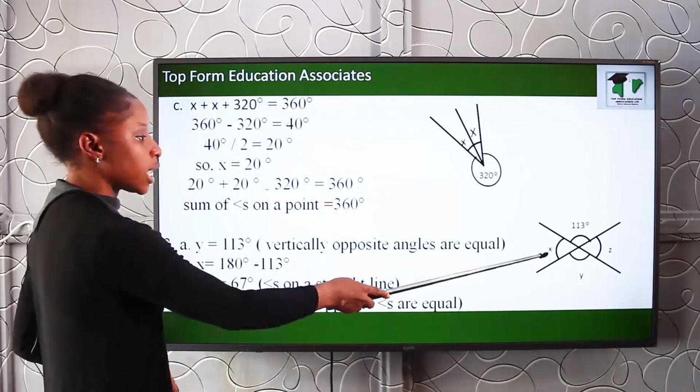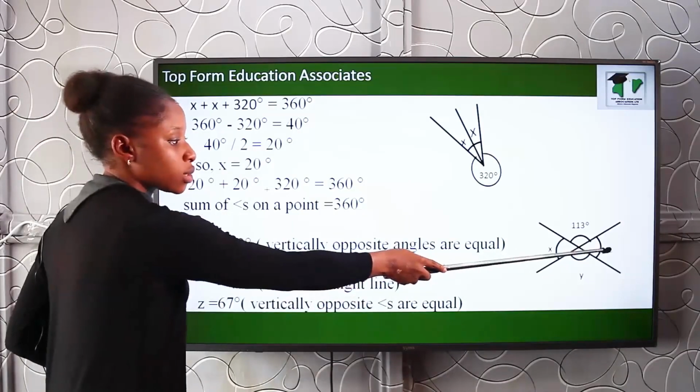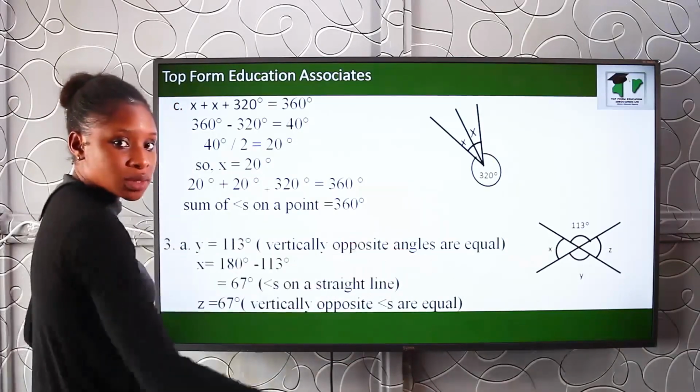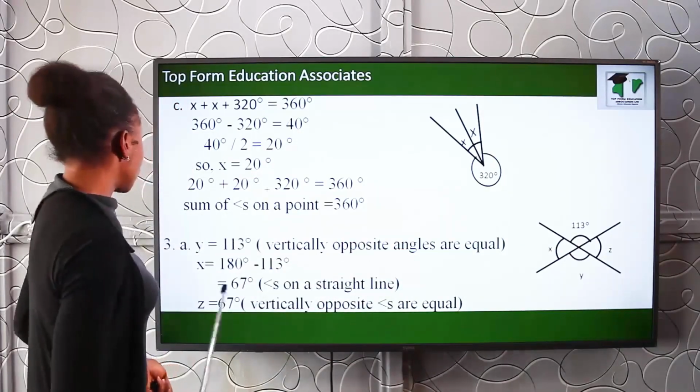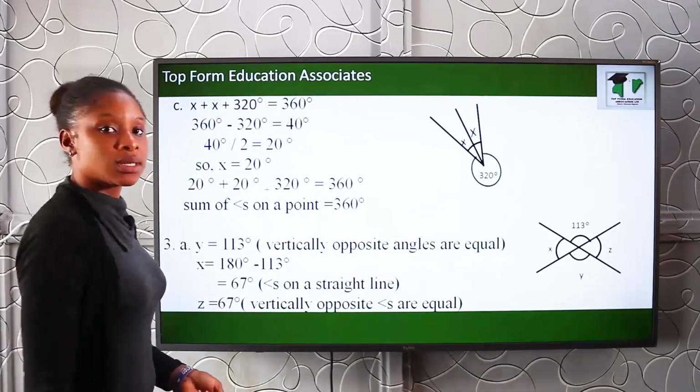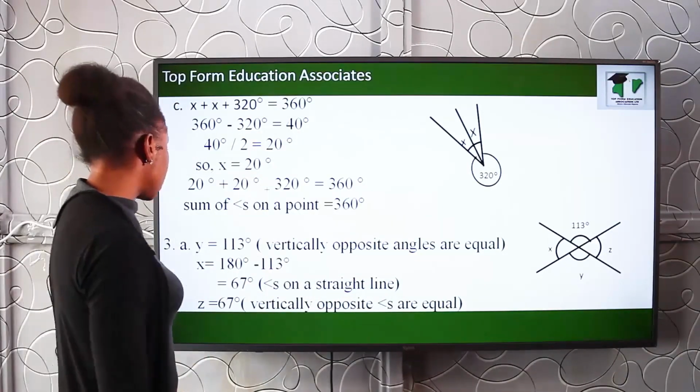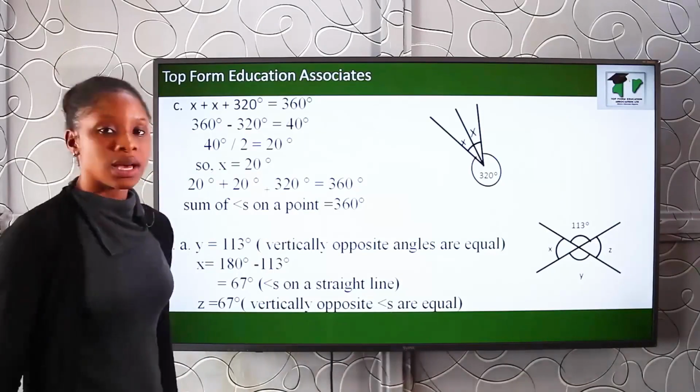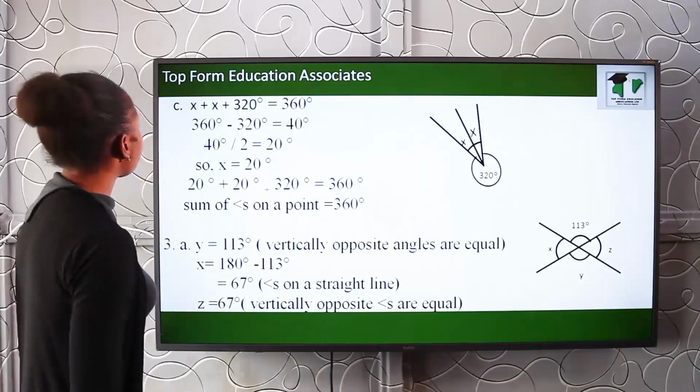Now, once we've gotten x, we can very easily get z because they are opposite. They are vertically opposite angles. So z is equal to 67 degrees. The reason is that vertically opposite angles are equal.